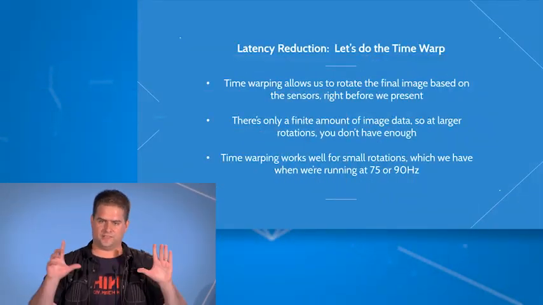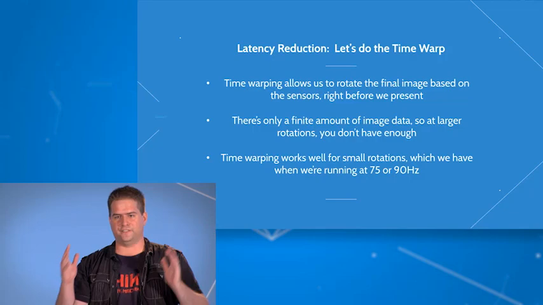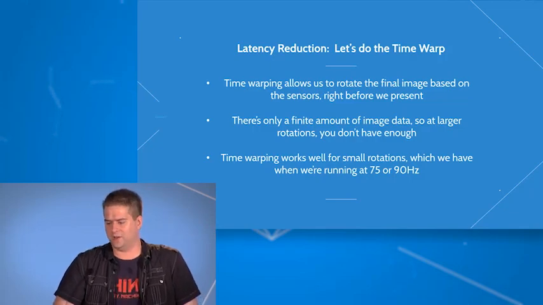So basically, what that allows us to do is rotate the final image based on the sensors right before we present. But as you notice in the screen, as you rotate farther and farther, there's only a finite amount of image data there. So the key to time warping is that it only works over very, very short intervals because you can only move your head so fast. But fortunately, because we have to run at 75 to 90 hertz, that's not really a huge issue for us because the amount that you're moving your head in that time isn't gigantic, and the technique actually works pretty well.